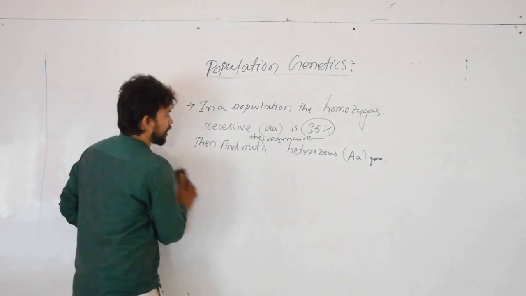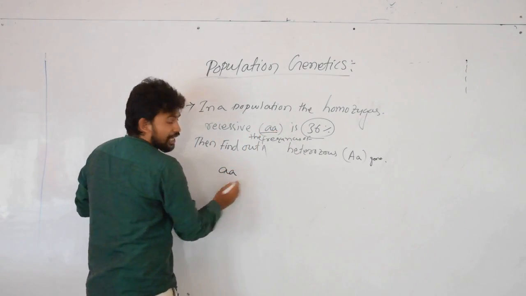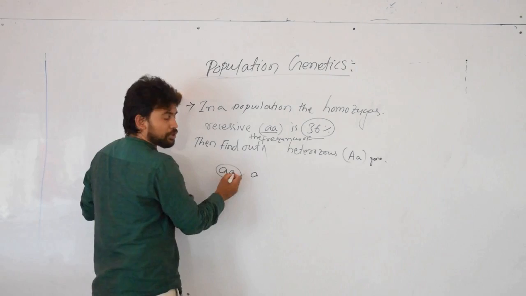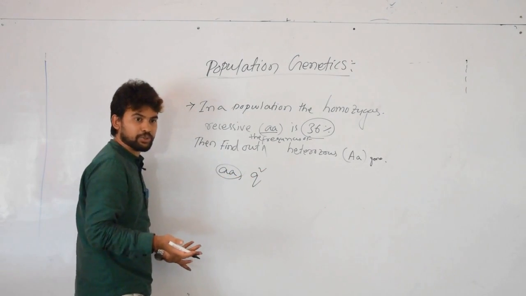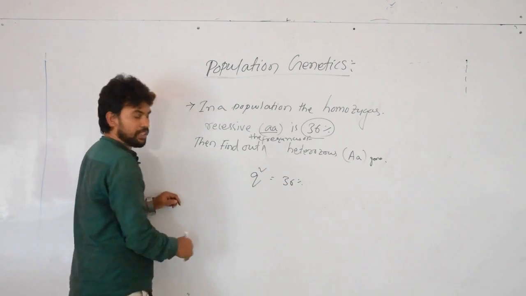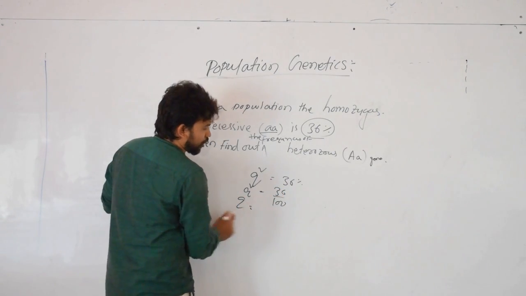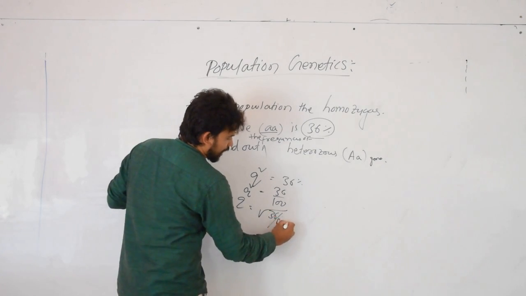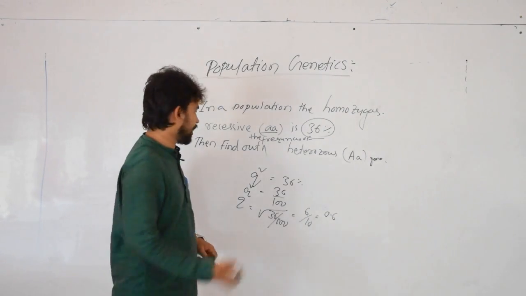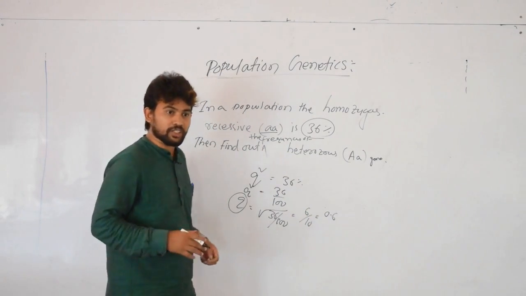So how do we calculate? We know that homozygous recessive, small a small a, is q square. Recessive content is q square, yes or no? So q square is equal to how much is given? 36%. So q square is equal to 36 by 100. Then q is equal to root over 36 by 100. The meaning is 6 by 10, that is 0.6. So we already got q is equal to 0.6.